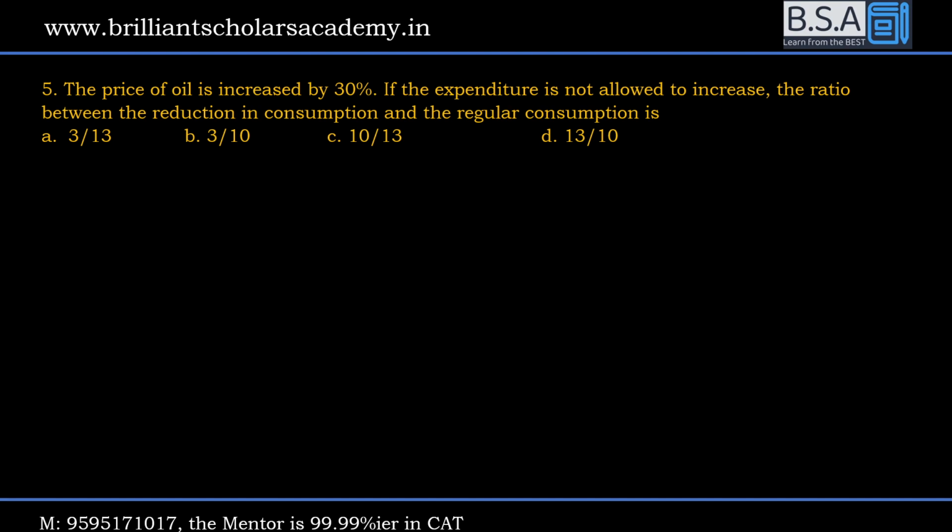So you need to understand the relation here. The price is increasing by something. We'll come back to this. Expenditure is not allowed to change. So what is the ratio between reduction in consumption and regular consumption? Forget the last part of this. What is the relation between price, consumed quantity, and expenditure? Can I say price of the product multiplied by quantity purchased should be equal to expenditure? Yes, no?